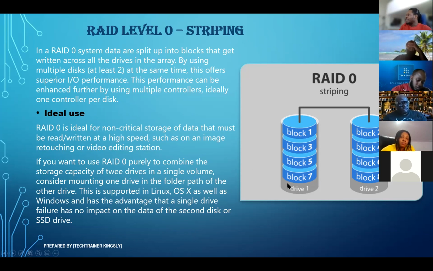If I lose data from here, this side is useless, because half of the data is here and half of it is here. So you need both of them to make the data one. That's why they don't use RAID 0 for enterprise businesses and stuff like that.